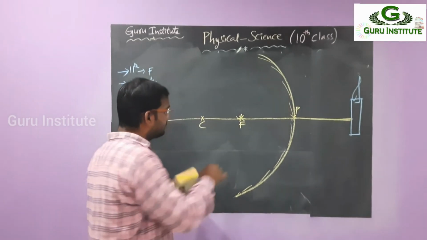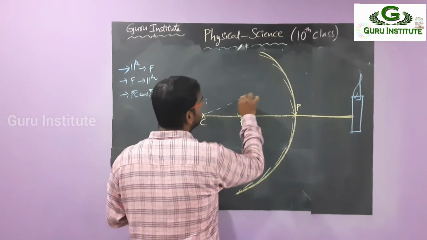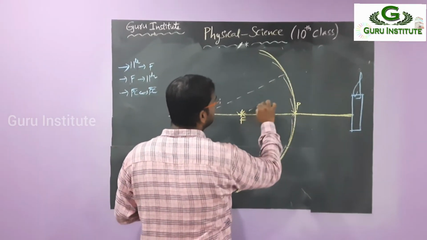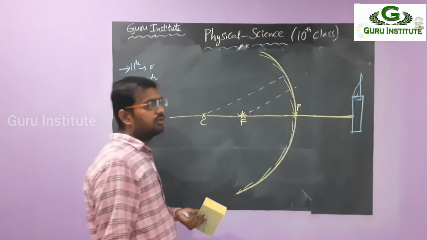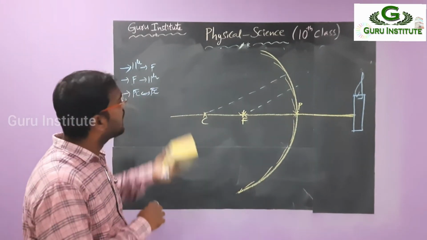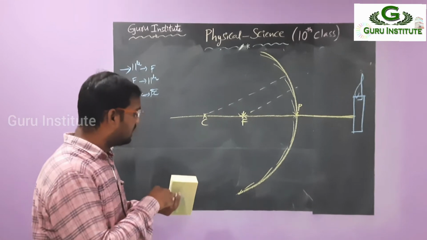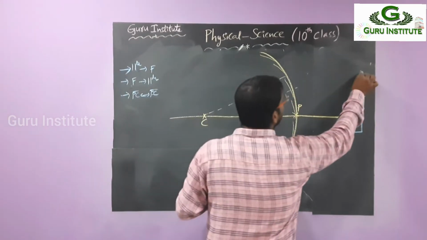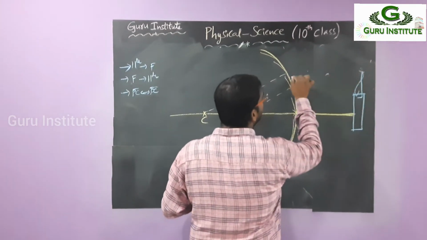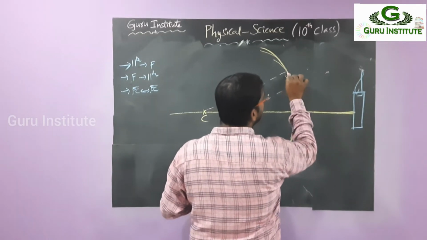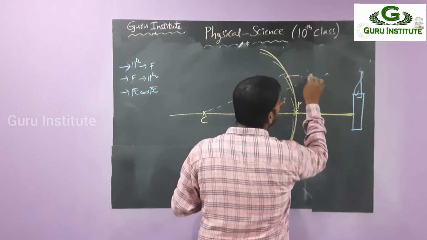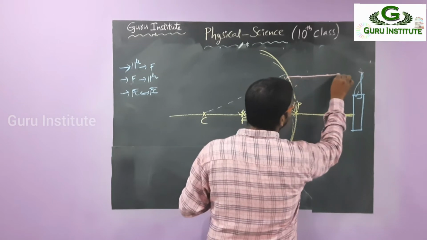Here is the normal point, and this is the focus point. What is the first ray? Parallel to the principal axis. We are taking the top one. For easy drawing, you have to use a scale on your paper. Parallel to the principal axis.